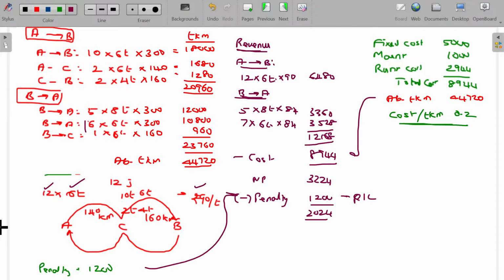I think the total revenue is 13,368. Is it correct? Come on, cross verify this. 13,368. And after subtracting this one, net profit being 4,424, and finally 3,224. Okay.